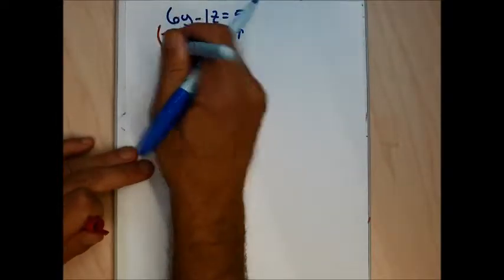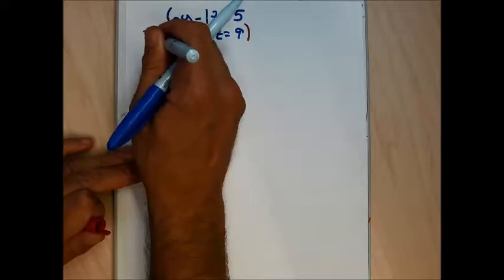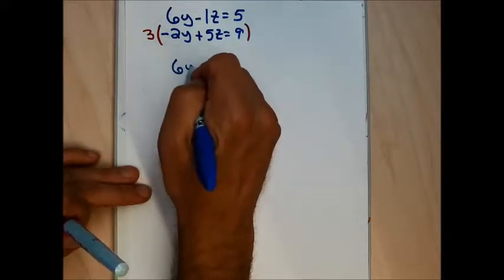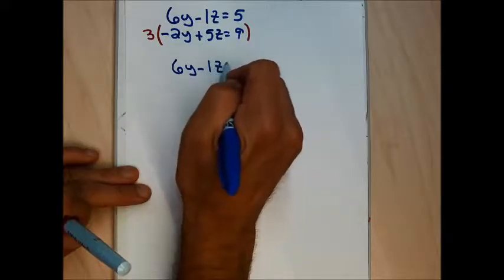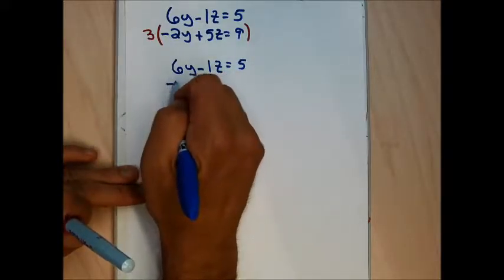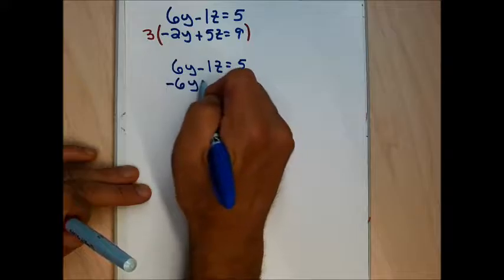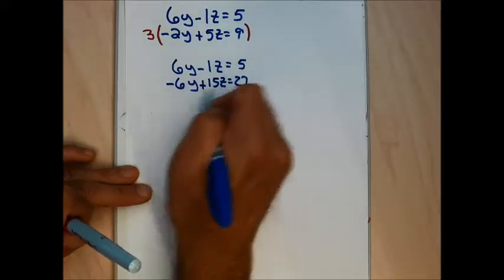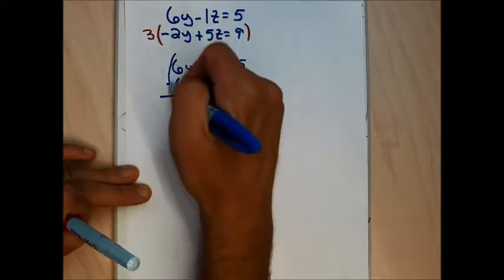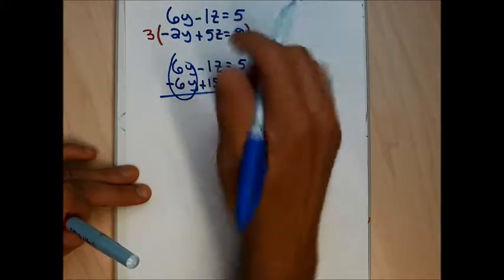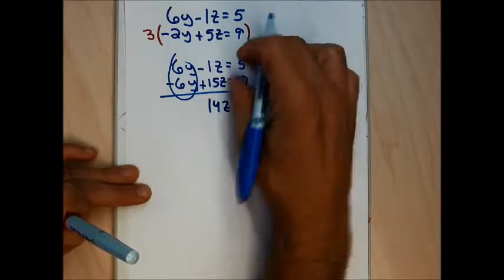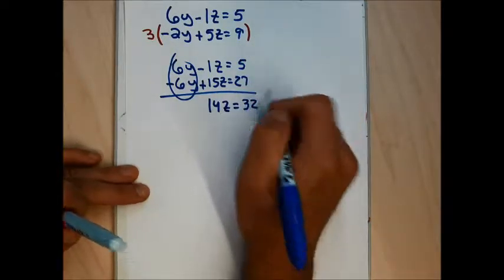I'm going to do the elimination method for my third time. I'm going to drop out the y's. The top I'm going to leave 6y minus 1z equals 5. The bottom I'm going to make minus 6y plus 15z equals 27. When I add these, the y's cancel. The z's have opposite signs, so I'm going to get a 14z. The numbers have the same signs. I add and get 32.